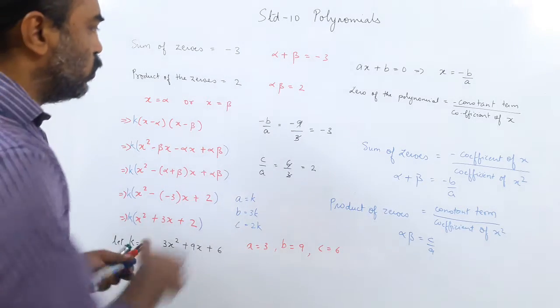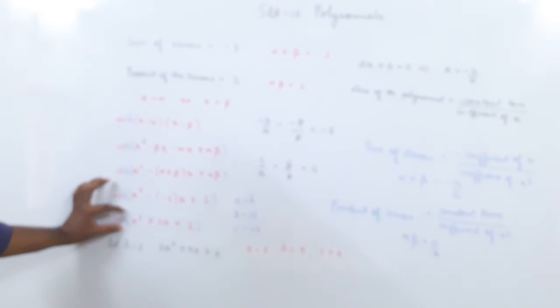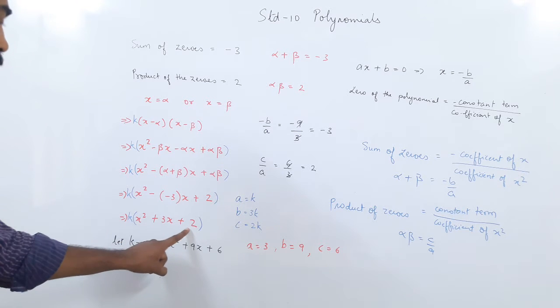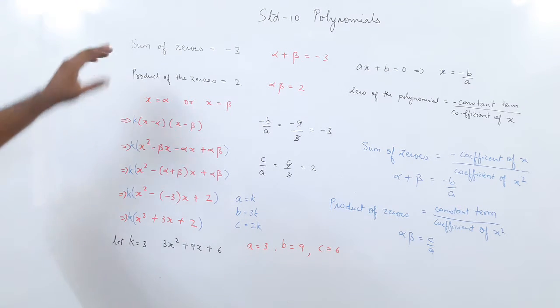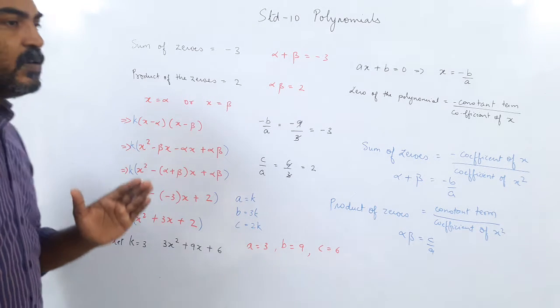Now whenever you do minus b upon a, that means 3k upon 2k, the k and the k will get cut. Sorry, b upon a, so 3k upon k gets cut. c upon a means 2k upon k, the k gets cut. Means, if I keep on changing the value here, no matter what value I put here, this is one quadratic polynomial I got. But I can get infinite quadratic polynomials. So you can see here what is the difference.